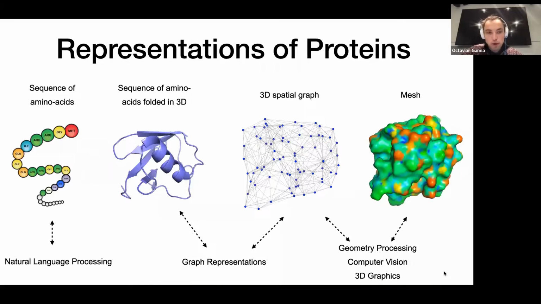When we talk about proteins, we have sequences of amino acids, or residues, which are small molecules. And these sequences are folded in 3D. From a computer science perspective, we can view them as 3D spatial graphs, and this is the view we are going to adopt today. We can also view them as meshes of irregular surfaces of some 3D object. So you can imagine we can tackle these problems using various techniques from NLP or graph representation learning, which is my core domain area, and also geometry processing, computer vision, 3D graphics, and so on.